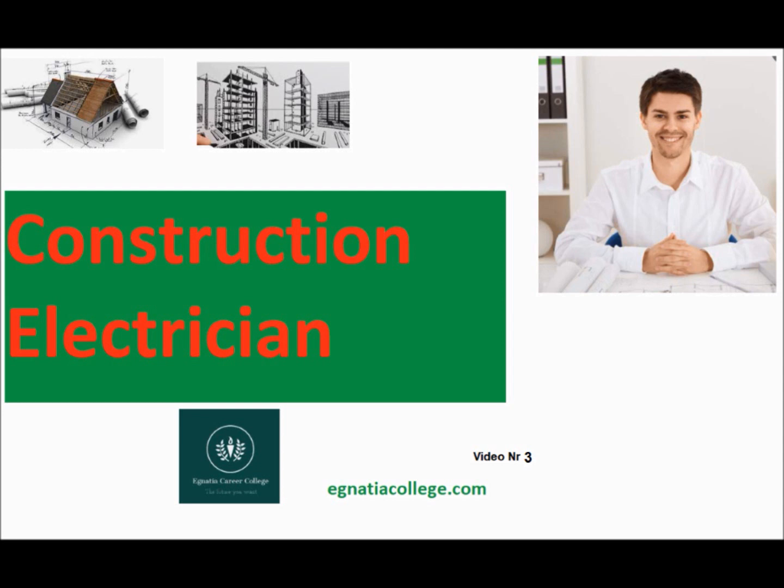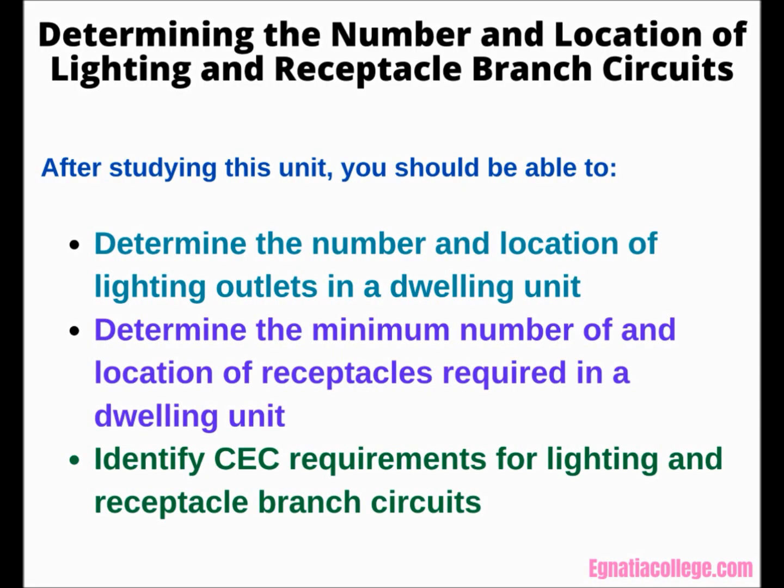This is video number 3. Determining the number and location of lighting and receptacle branch circuits. After studying this unit, you should be able to determine the number and location of lighting outlets in a dwelling unit. Determine the minimum number of and location of receptacles required in a dwelling unit. Identify CEC requirements for lighting and receptacle branch circuits.